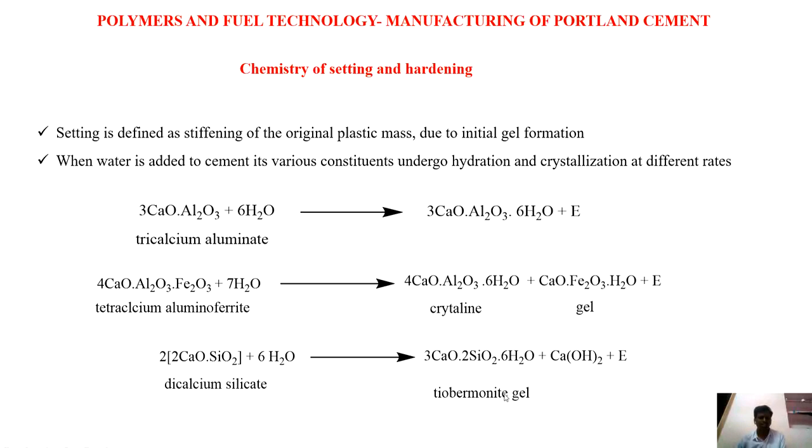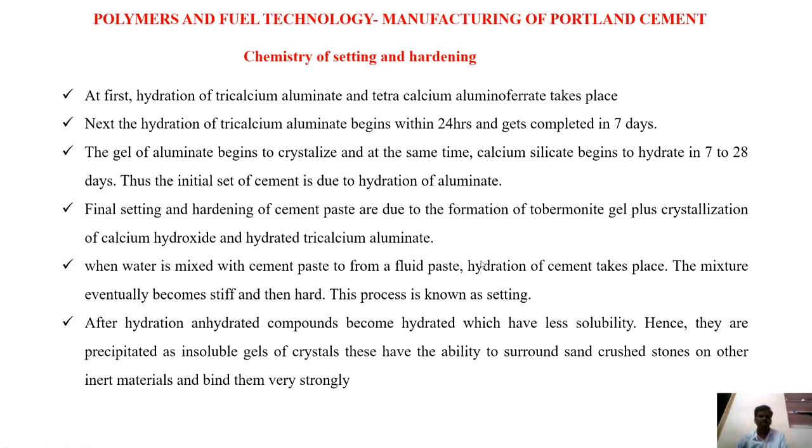This tobermorite gel forms a hard, stiff material. So when water is mixed with cement to form a fluid paste, hydration of the cement takes place, and this is called setting. That means after hydration, the tobermorite gel which is formed is called the setting process. This gel can be used to bind all the crushed stones together, and they will form a strong binding between all building materials.